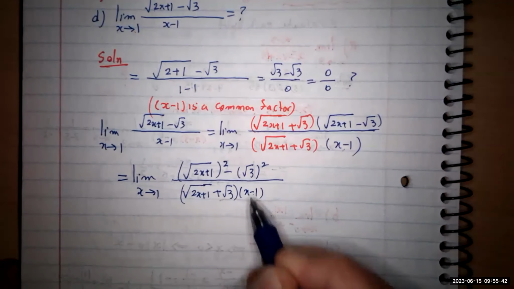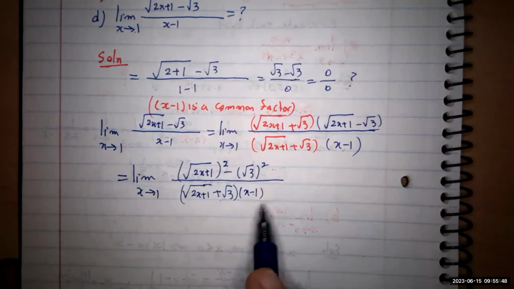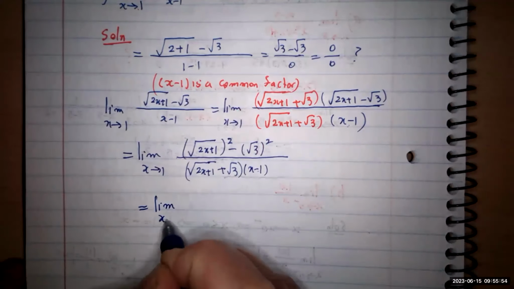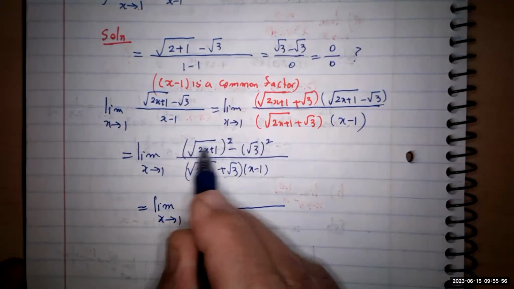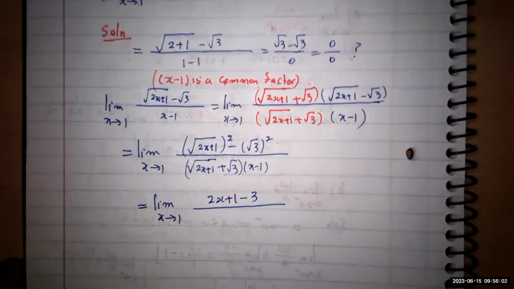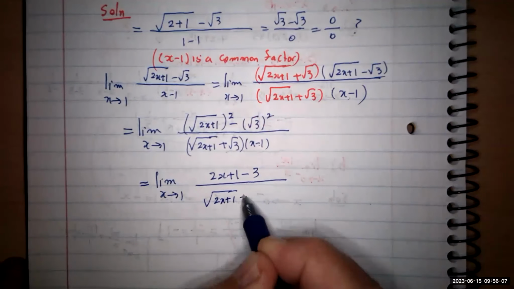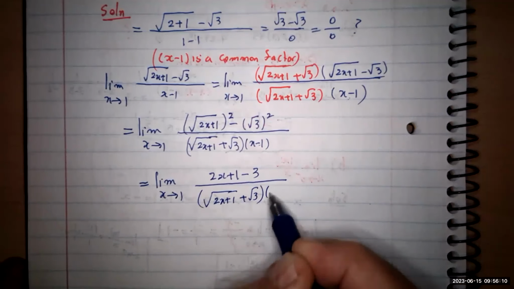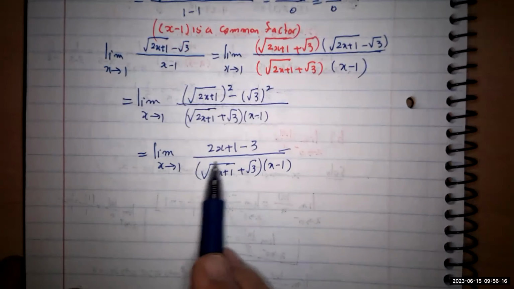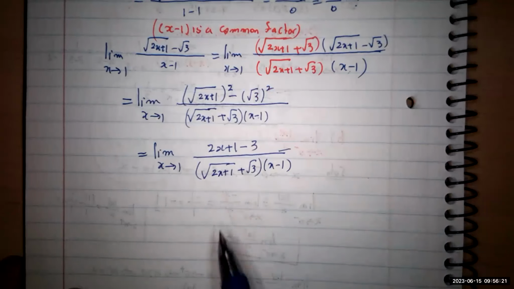So we just repeat it. You continue on the top to get x minus 1. On the top, you square these, you remove the radicals. So the limit of x goes to 1: the top gives you 2x plus 1 minus 3. The bottom one again as is. Don't do anything to it. Plus radical 3 times x minus 1. Continue on the top. Remember, you are looking for x minus 1. On the top, you combine the like terms. Plus 1 minus 3 would be negative 2.